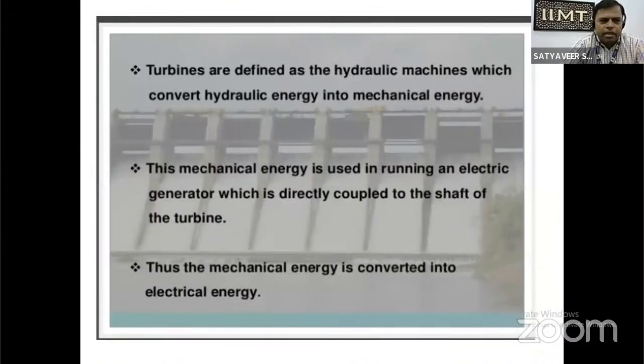Basically, turbines are defined as hydraulic machines which convert hydraulic energy into mechanical energy. And we can say that this mechanical energy is used in running an electric generator which is directly coupled to the shaft of the turbine. You can convert hydraulic energy into mechanical energy with the help of the turbine blades, and after that mechanical energy is converted into electric energy with the help of a dynamo that is coupled to the turbine shaft. And thus we can say that the mechanical energy is finally converted into electrical energy.